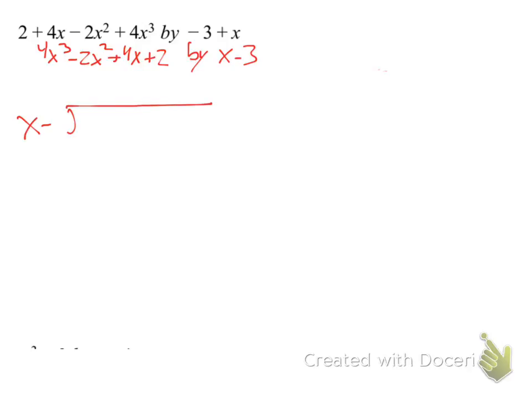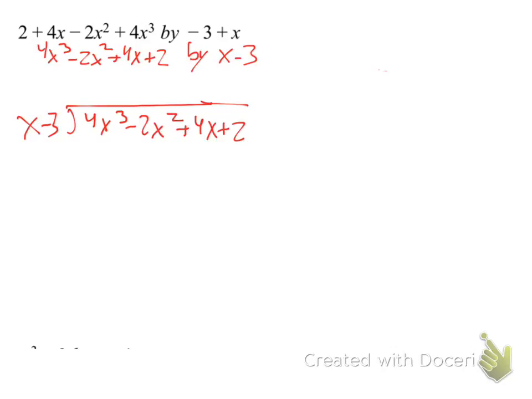Now, there are some things: on the outside, your divisor, you don't need placeholders. But inside, you would need placeholders if we need them. Looking at our problem, what's the highest exponent? The lowest one is a constant. Is there anything missing in between? No. So we don't need any placeholders. That's the thought process. So 4x cubed minus 2x squared plus 4x plus 2, and all of that should fit underneath your divisor or your fraction bar. Yes?